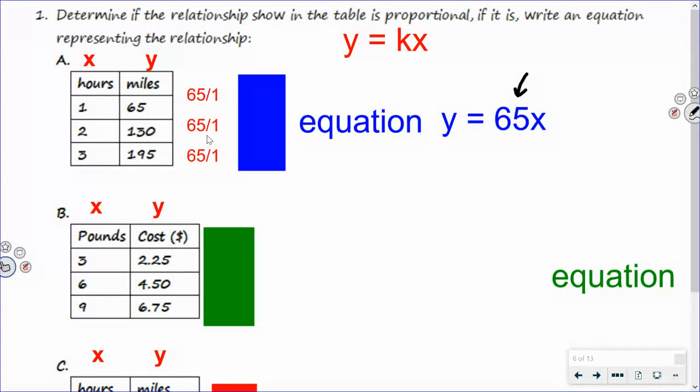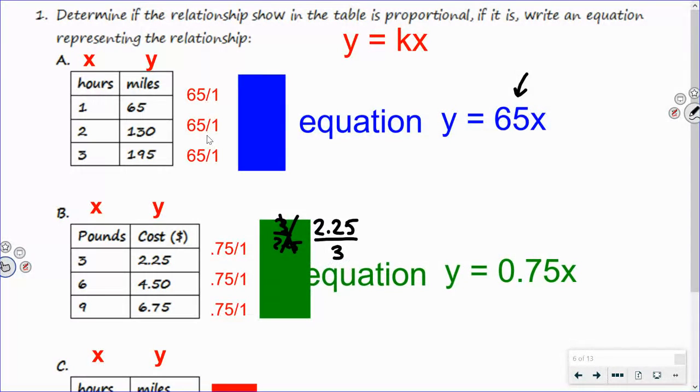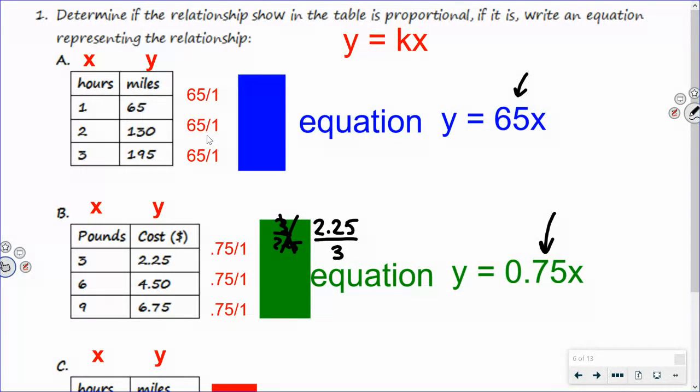Let's move on to comparing cost per pounds, whatever we're measuring cost. And so I changed 3 to $2.25. We're comparing the cost, which depends on the number of pounds. So in this case, if I were in fact to divide all of those out, it reduces to 75 cents per 1 pound. And we can use that constant of proportionality to write y equals 0.75 times whatever x value you choose.